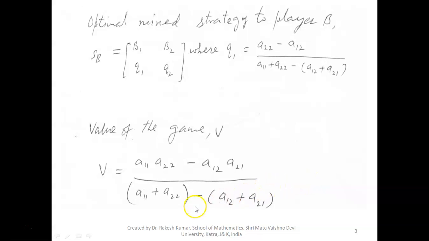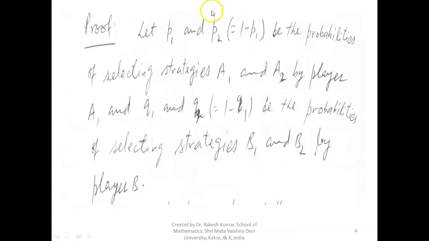Now we will try to see whether these are the values or not. So we will try to prove it. Let P1 and P2, where P2 is equal to 1 minus P1, be the probabilities of selecting strategies A1 and A2 by player A, and Q1 and Q2 be the probabilities of selecting the strategies B1 and B2 by player B. So we are talking now about mixed strategies.